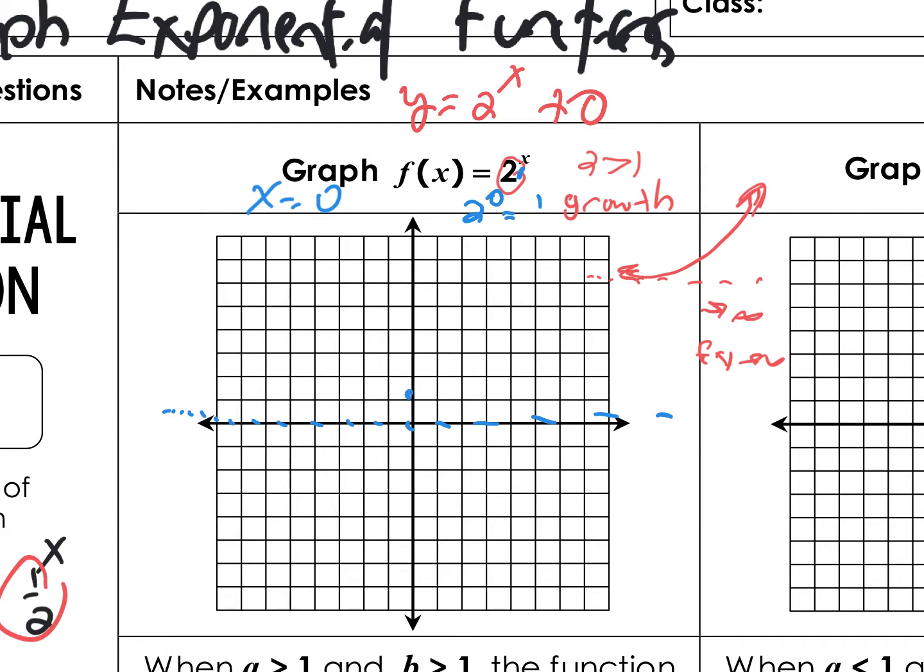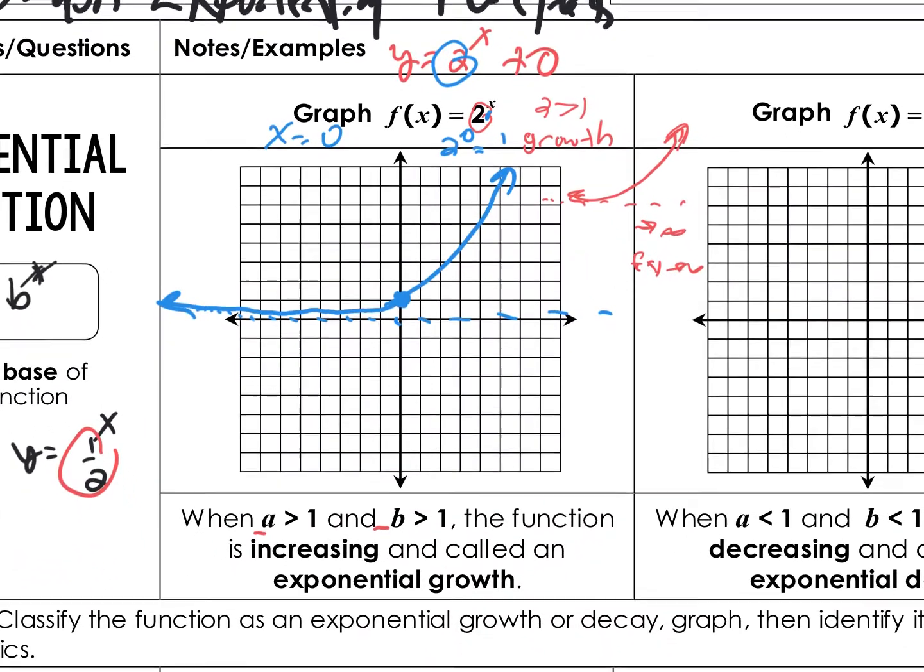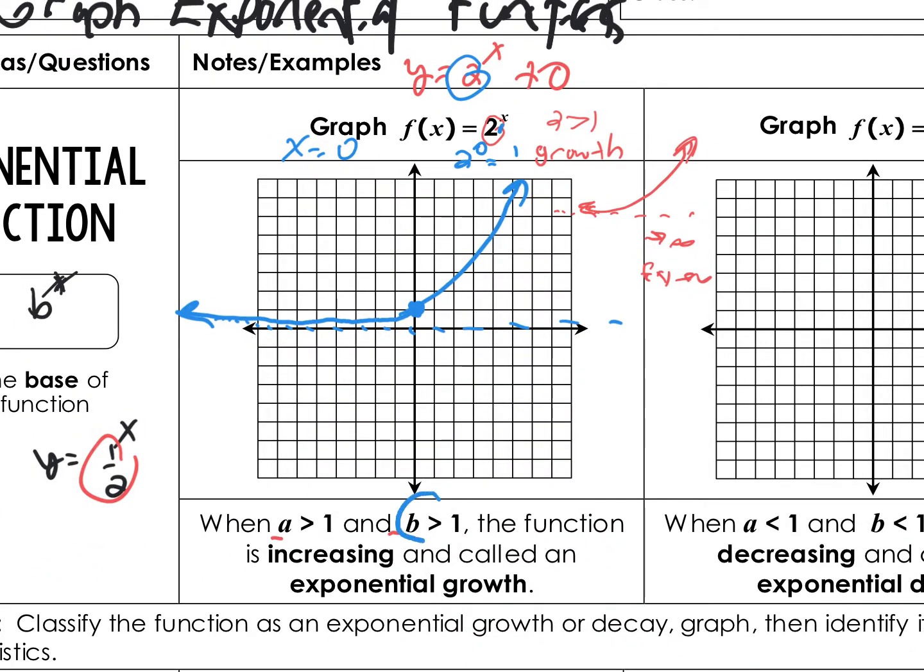So when x is 0, I have that dot here. And since 2 was bigger than 1, it's going to be a growth. I know for a fact that it's going to go up this way. I could do better and get extra points, but I don't have to. Now, as I go to the left forever and ever, I will approach the horizontal asymptote. So that's my basic graph of an exponential. So when b is greater than 1, we call it exponential growth, and it's increasing as I go to the right.